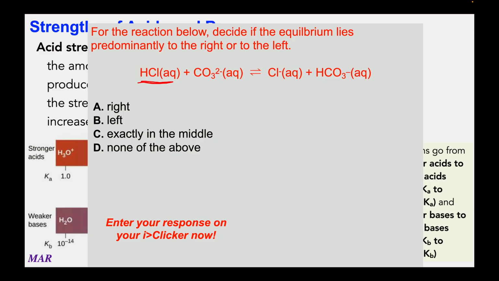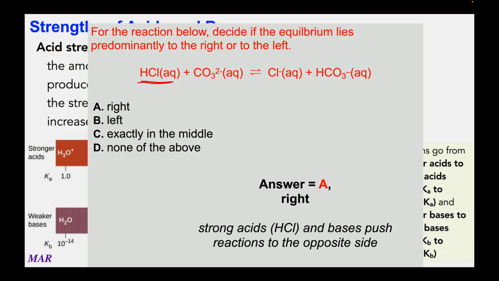So in this case, HCl is a reactant. It's going to push this reaction to the product side big time. It has nothing to do with carbonate. HCl is like a hunter killer. It's going to move and get rid of it as soon as you can. So in this case, because of the presence of the strong acid, we would say this reaction lies on the right. Strong acids and strong bases always push towards the opposite direction. Pretty powerful.